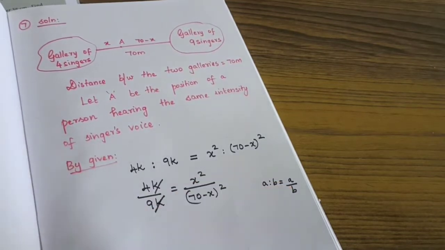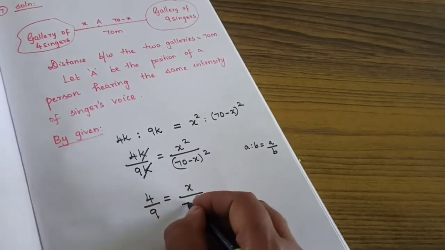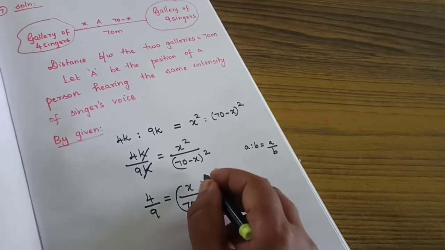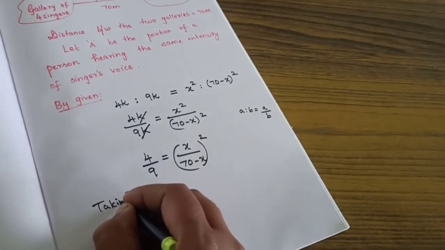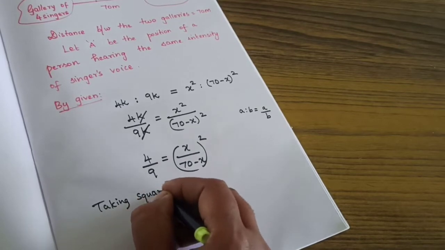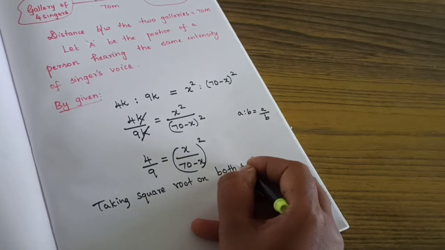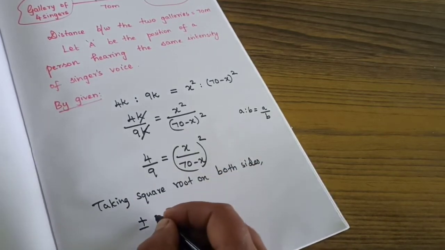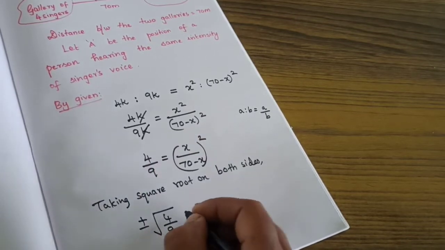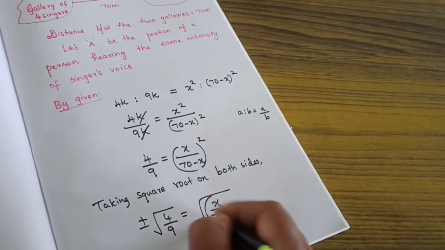Now k and k get cancelled. So 4 by 9 is equal to x by 70 minus x the whole square. We can take the square as common. Now taking square root on both sides. When we take the square root, we get 2 values, no? So plus or minus. Taking square root, the square root of 4 by 9 is equal to the square root of x by 70 minus x the whole square.